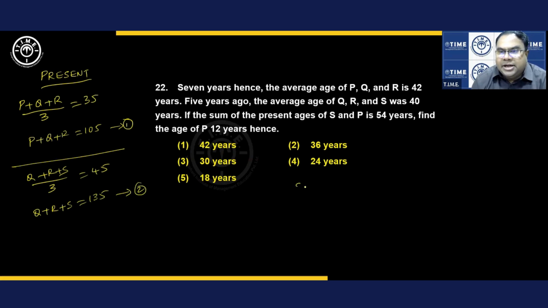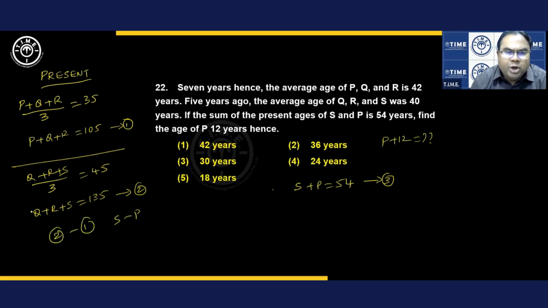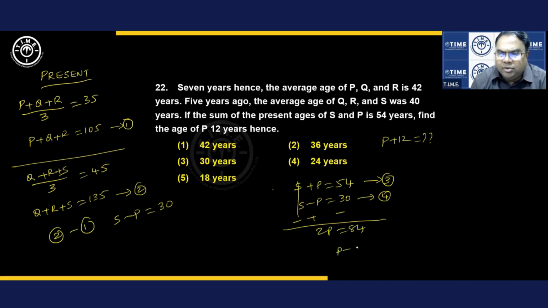We know sum of the present ages of S and P is 54 years. Okay. This is third equation. Find the age of P after 12 years. Now second equation minus first equation. I'll get S minus P, QR will get cancelled. 135 minus 105 is 30. S minus P is 30. Find the value of P. Subtract. Signs will change. 2P is equal to 84. P is equal to 42. So I want P's age 12 years hence.